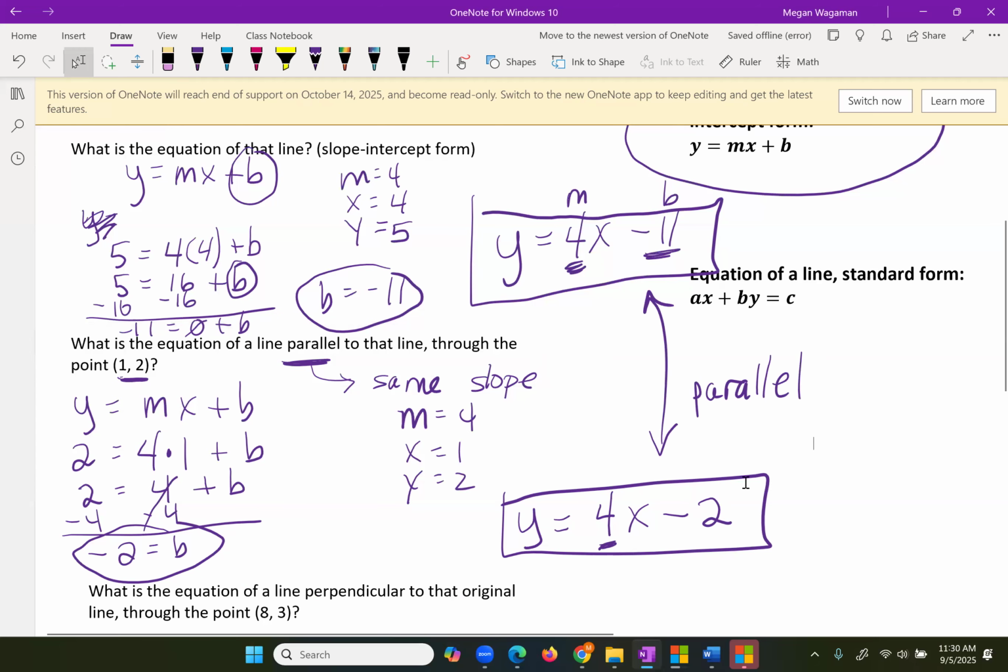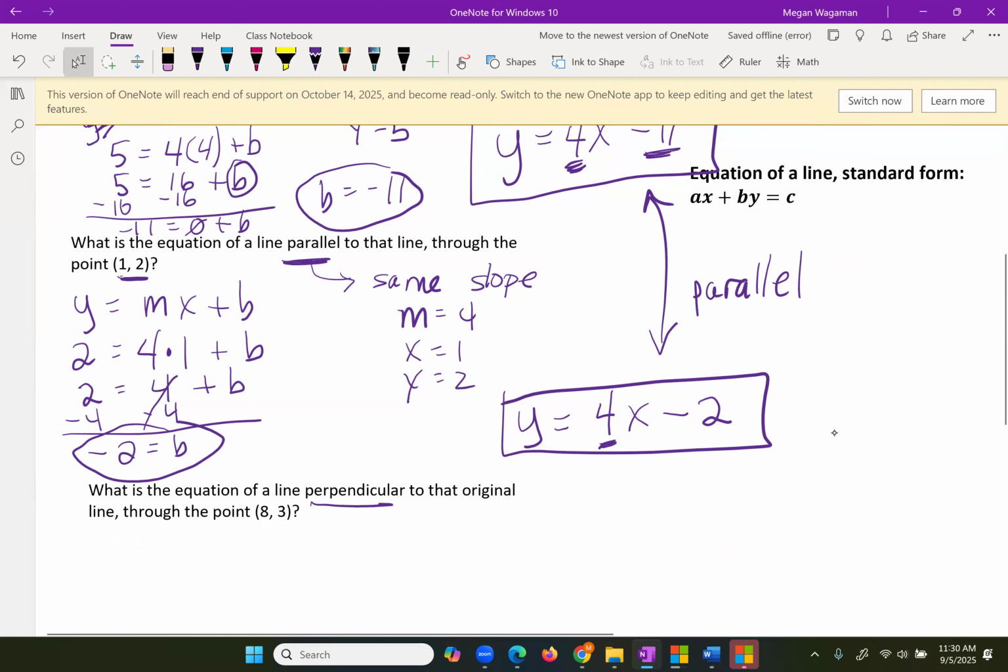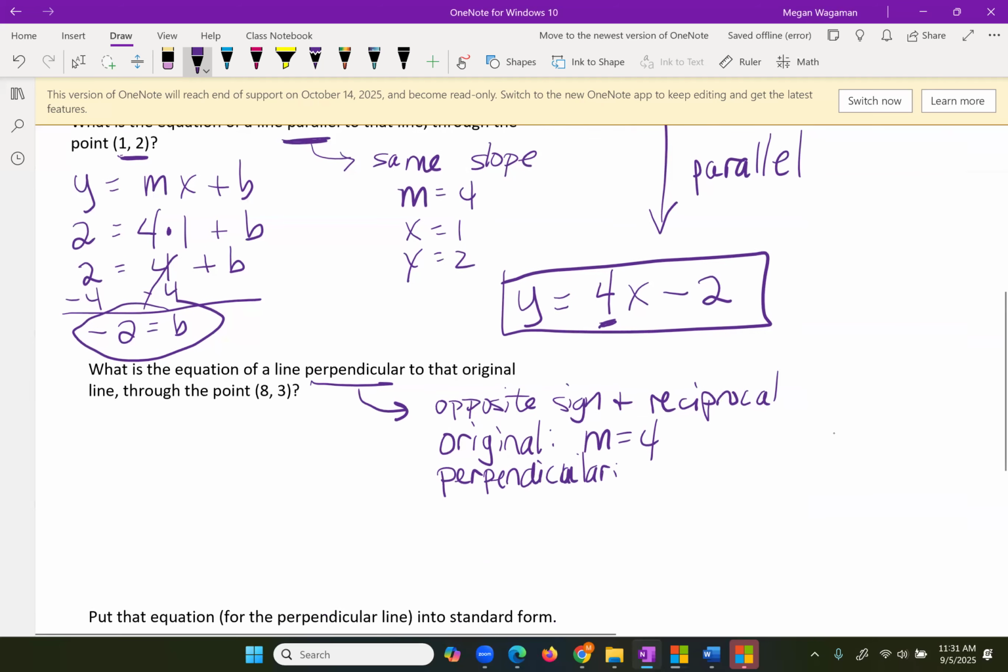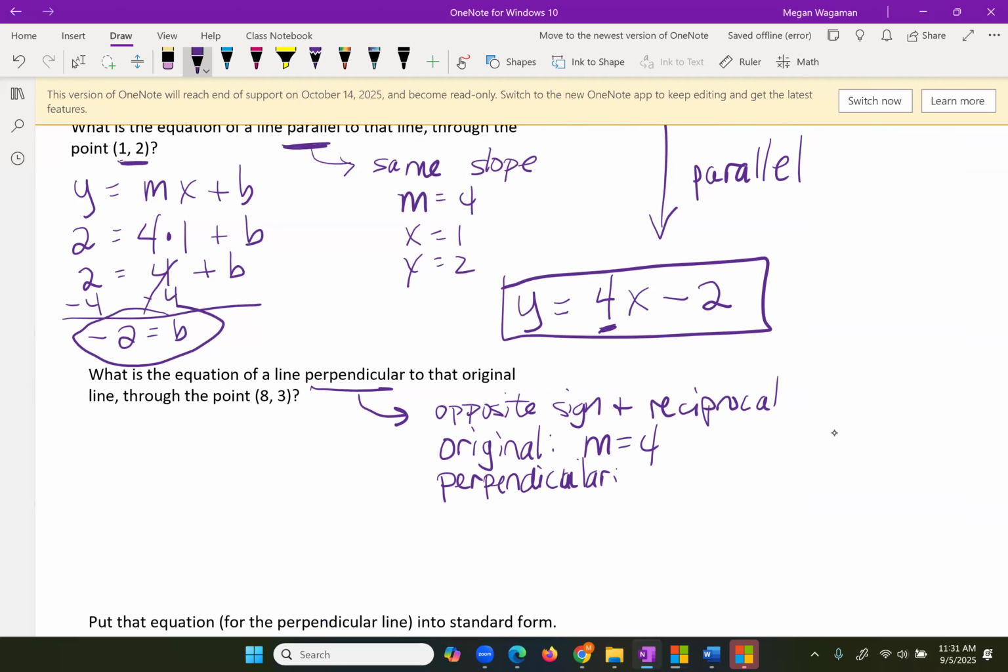Next, it's asking me to find a line perpendicular to the original. So this is going to have a slope that is the opposite sign and reciprocal. So my original slope was slope equals 4. This perpendicular line has to have a slope that is negative and the reciprocal. So we could think of this 4 as being the same as 4 over 1. So flip that.